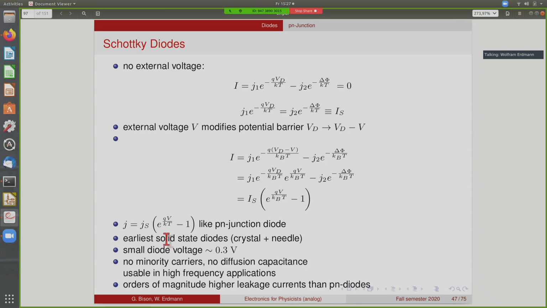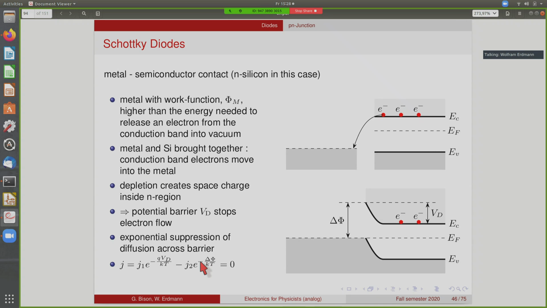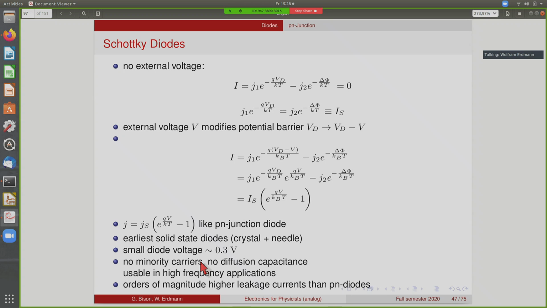Maybe you've seen these historical pictures of radios where people needed to make a scratch with a metal needle on a germanium crystal to get their radio to work. In contrast to normal silicon diodes, these have a small diode voltage, much less than the 0.6 or 0.7 volts. It's only 0.3 volts. There's no minority carrier injection, so the electrons that hop over the barrier then become conduction electrons in the metal. So there's no minority carrier injection here, and no diffusion capacitance. That's why these diodes are popular in high frequency applications.